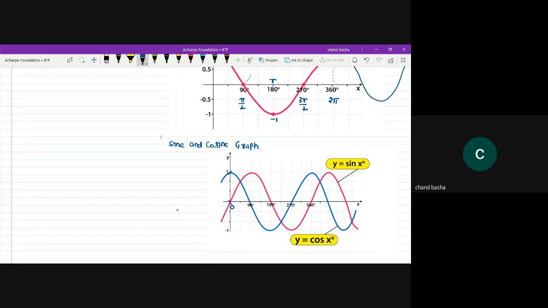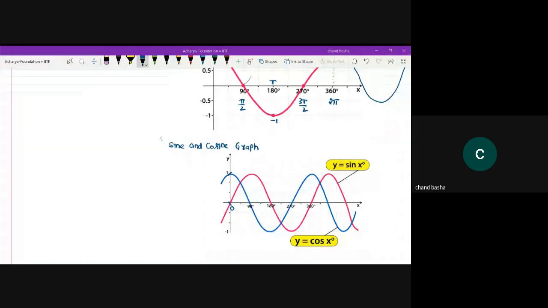Whenever the sine graph is at pi multiples, 180, 360, it will become 0. But for the cos graph, at 90 on the x-axis, let us observe the x-axis, x values pi by 2, pi, 3 pi by 2, 2 pi, and so on. Is it clear? On the x-axis, you have to observe on the x-axis.